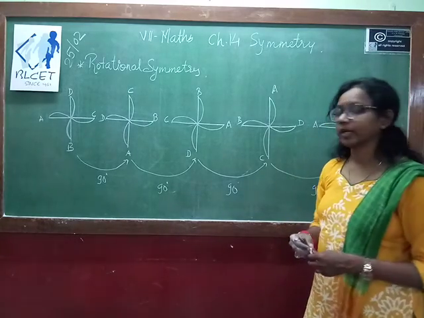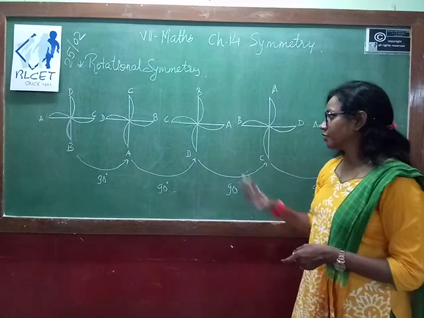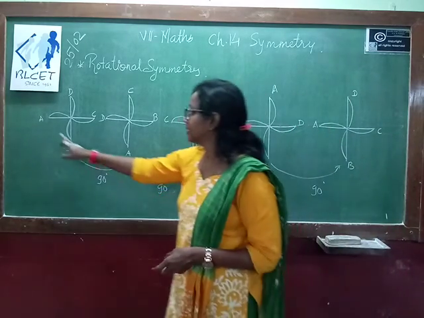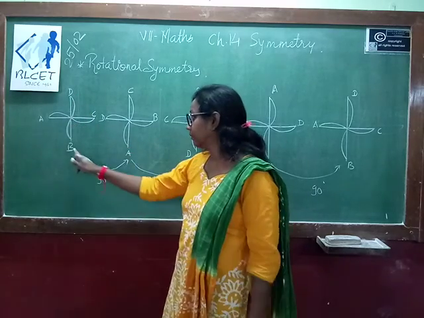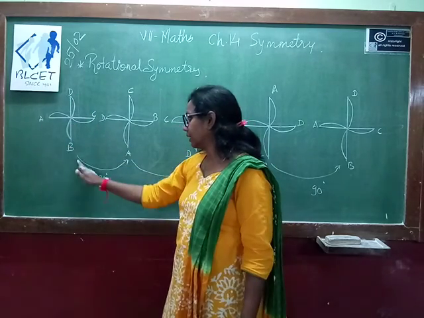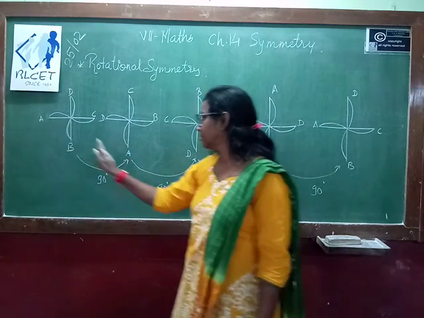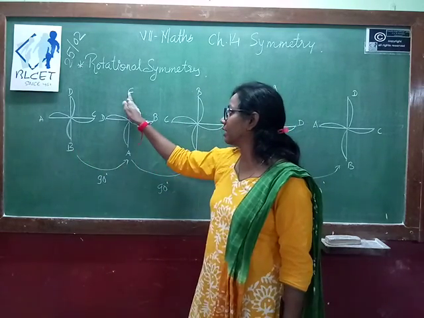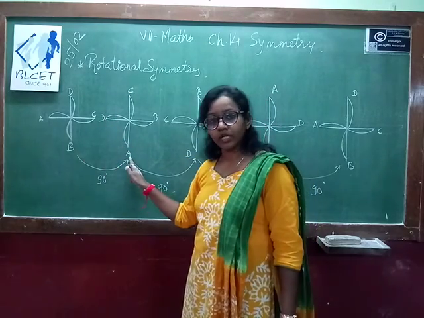Now we discuss rotational symmetry. So rotational symmetry means what? Suppose you are considering such a diagram. Maybe there is A, B, C, D. If you rotate it from here to here, that is a 90-degree rotation. So A will come over here, B will come over here, C will come over here, and D will come over here. So 90-degree rotation is there.